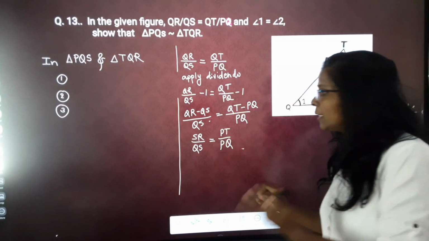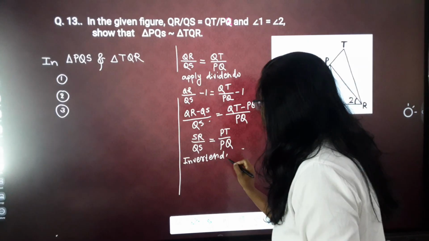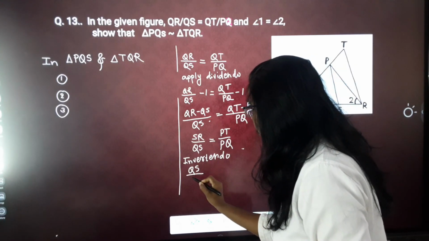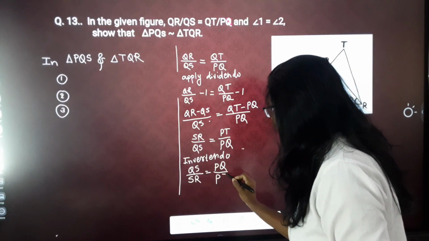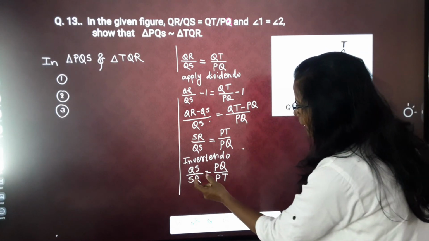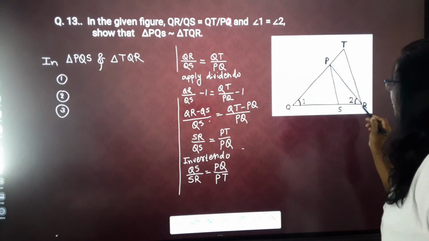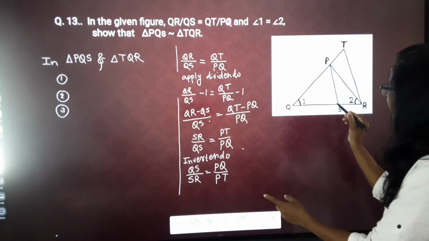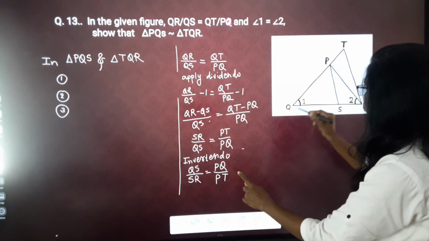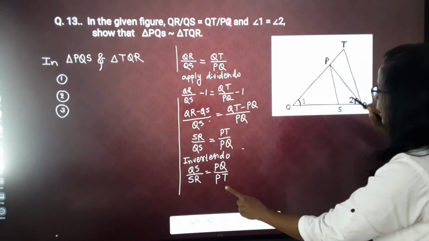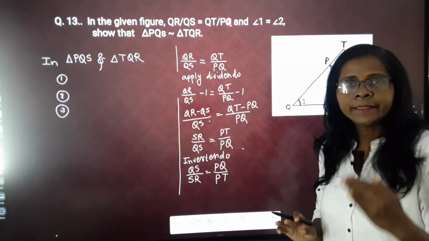So now here apply invertendo. Okay, now with invertendo, we have QS upon SR is equal to PQ upon PT. Okay, see here, that is QS and SR. QS is in this triangle PQS, SR is in triangle TQR. Here PQ is in triangle PQS, and PT is in the biggest triangle TQR. So these two triangles' sides ratios are equal.